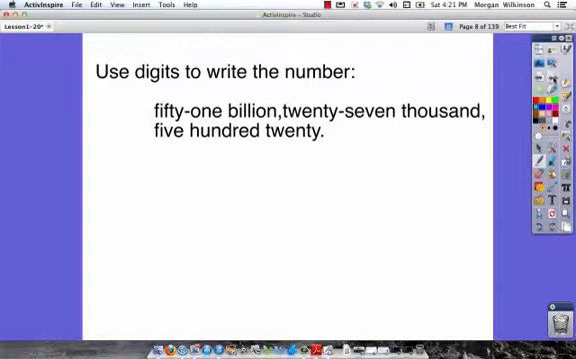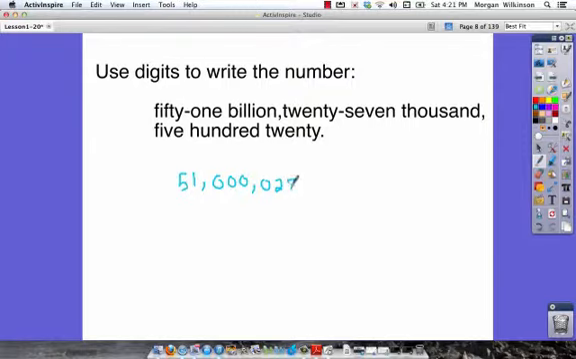Next, use digits to write the number. 51,027,520. So 51 billion. Let's write it out. 51 billion. Well, we know billion is past millions, which is past thousands, which is past hundreds and tens and ones. Then we have 27,000. Oh, you can see we have no millions. So if we have no millions, we've got 0, 0, 0. 27,000. So we have no hundred thousands.